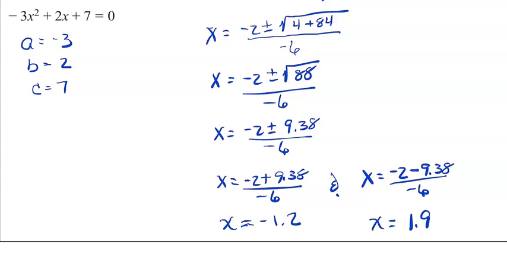So my solutions, or where this crosses the x-intercepts, or the zeros, or the roots, would be approximately negative 1.2 and approximately 1.9.